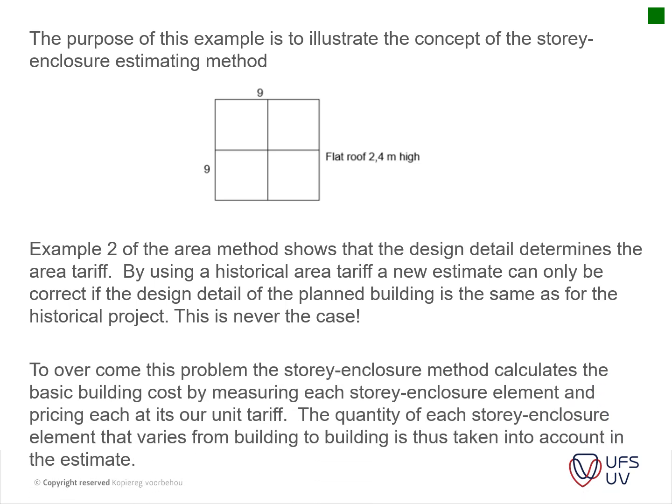So to overcome the problem, the story enclosure method calculates the basic building cost by measuring each story enclosure element and pricing each at its own unit tariff. The quantity of each story enclosure element that varies from building to building is thus taken into account in the estimate. Okay, so for the purpose of this example, assume that the unit rates of the four story enclosure elements, i.e. the rates in its own plane, are as follows.